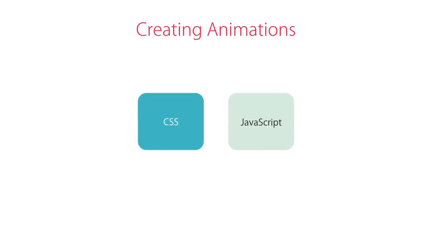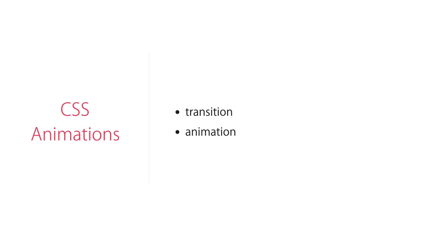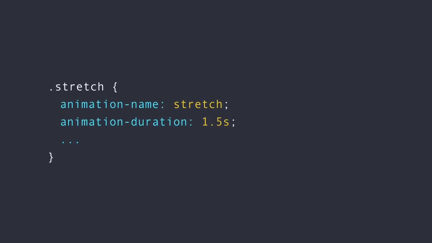There are 2 primary ways to create animations in web applications. We can use CSS and JavaScript. In CSS, we have a couple of properties like transition and animation. And with these properties, we can animate DOM elements. So here's an example. I've defined a CSS class called stretch. In this class, we have 2 properties, animation name and animation duration. When we apply this class to a DOM element, the browser will animate that element, okay?